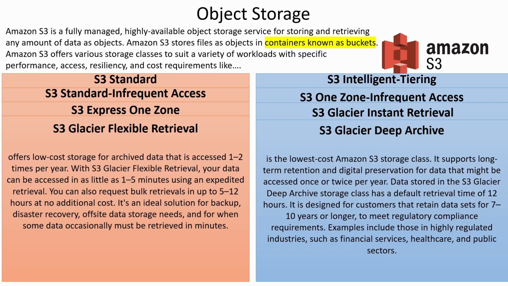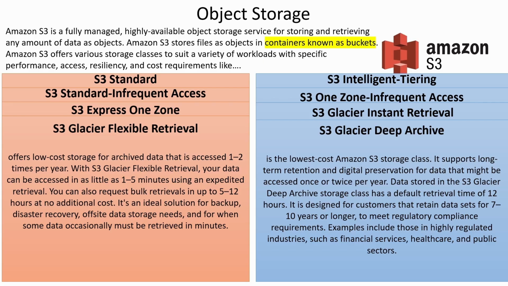Next one is S3 Glacier Deep Archive. It is the lowest cost S3 storage class. It supports long-term retention and digital preservation for data that might be accessed once or twice per year. Data stored in the S3 Glacier Deep Archive storage class has a default retrieval of up to 12 hours. It is designed for customers that retain data sets for 7 to 10 years or longer to meet regulatory compliance requirements. Examples include those in highly regulated industries such as financial services, healthcare, and public sectors.